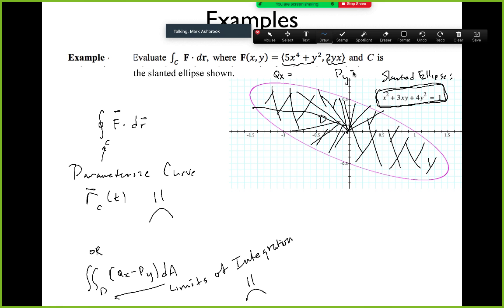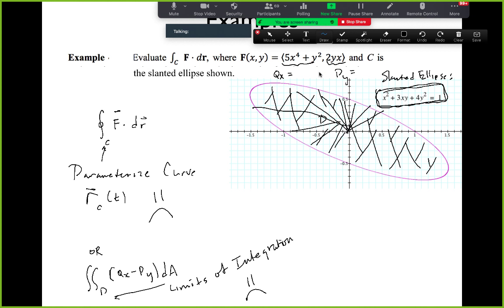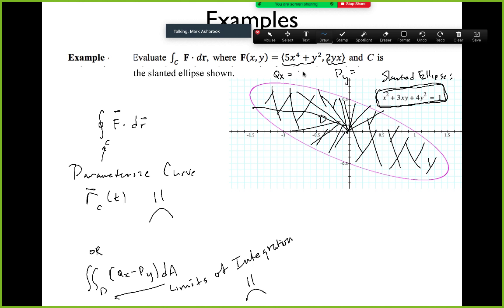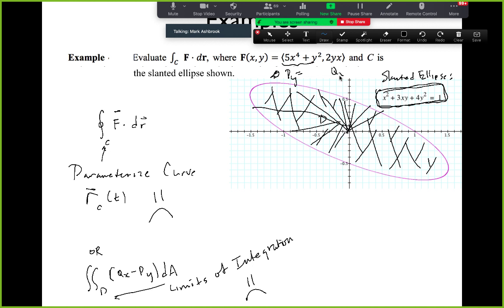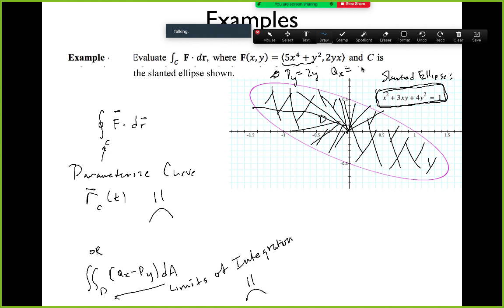What is Qx? 2y. Sorry, I got this backwards. This is Py. I said Py and Qx. What is Py? Also 2y. 2y, Qx, 2y. What happened? What's going on here?